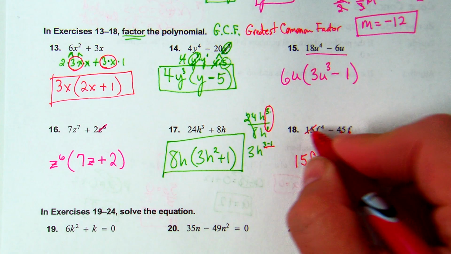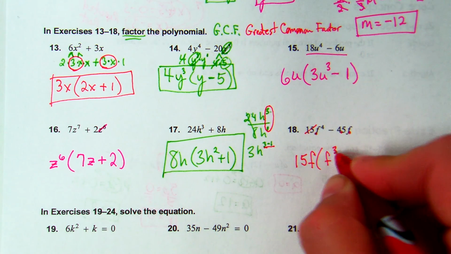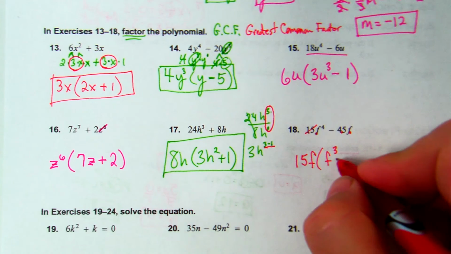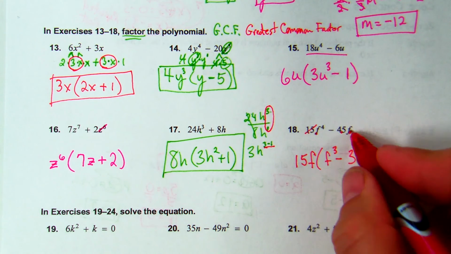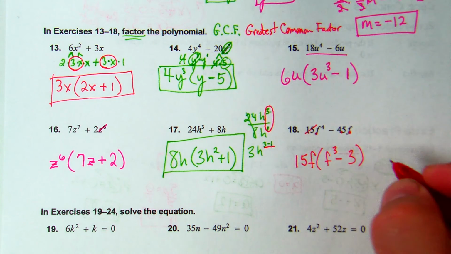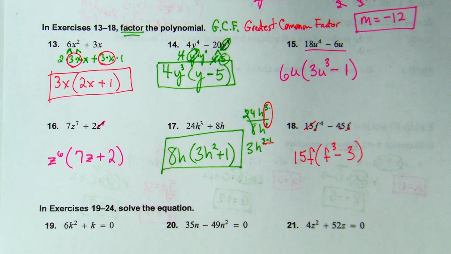When I take the 15f, the 15 goes away. I'm left with f to the 3rd power minus, and 45 divided by 15 would be 3. And f divided by f is 1. So I just have f cubed minus 3 as the second part of the factored form there.